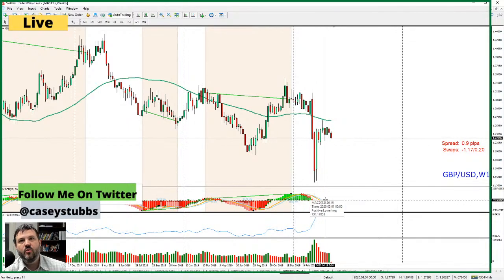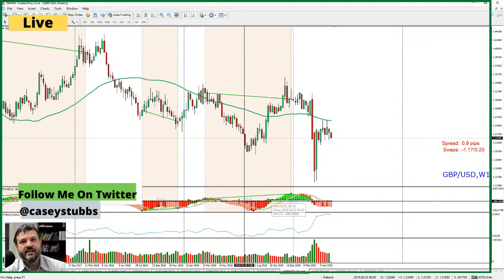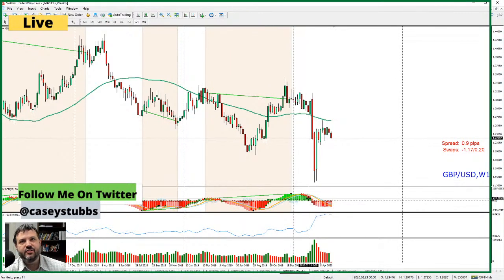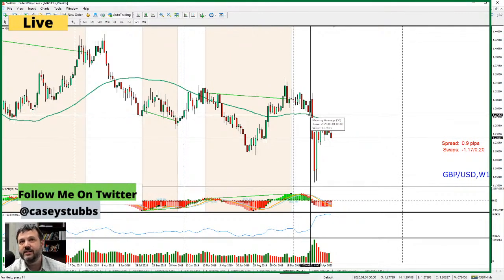Okay, now one other thing to note here is that the MACD just crossed right here, and so if we were going to take this on a weekly long-term trade, it could have got us a nice 1,300 pips.